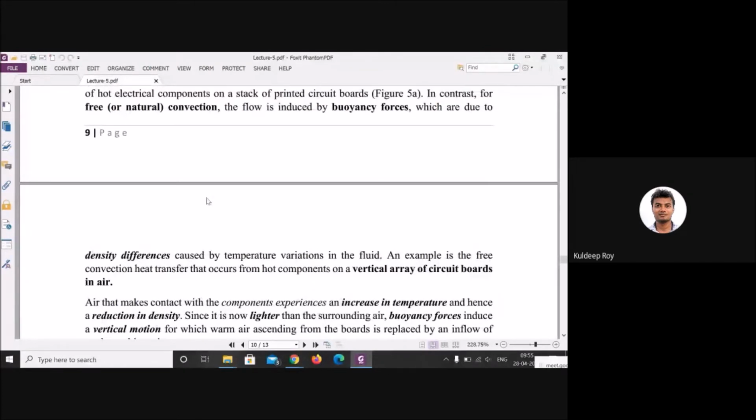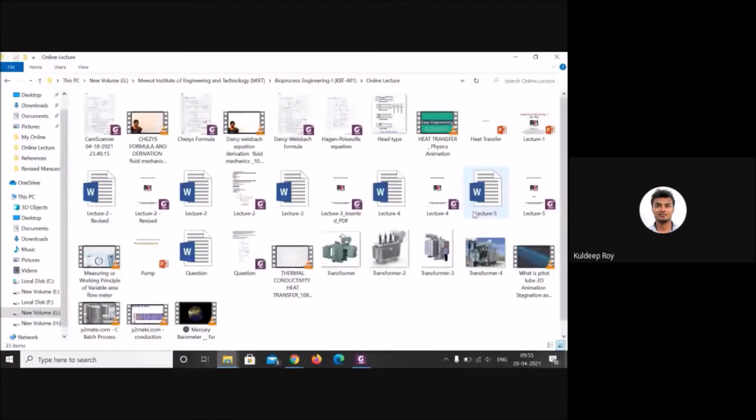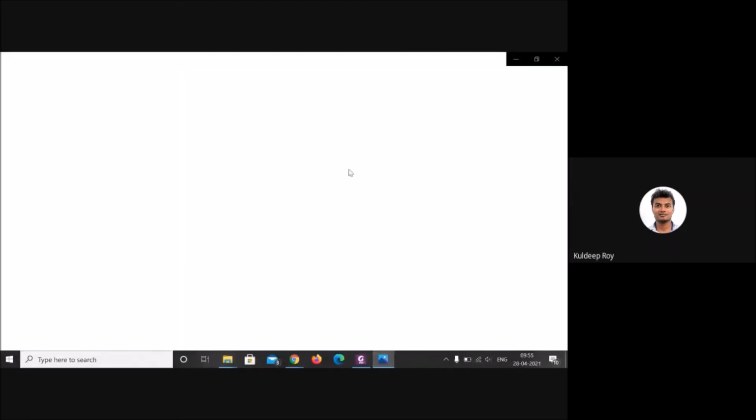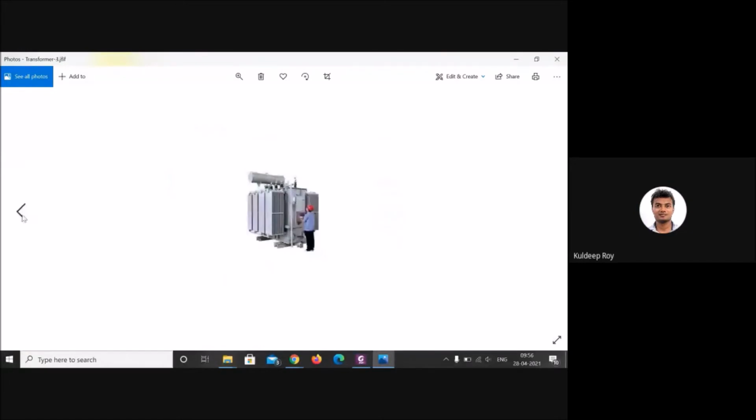Okay, okay. If you are talking about natural convection, which is very frequently used in your day-to-day life, for example, let me show one picture. Can anybody tell what this is? I'm looking for your response. Can anybody tell what these things are? Anyone please? Transformer. Transformer, correct. Thank you for your response.